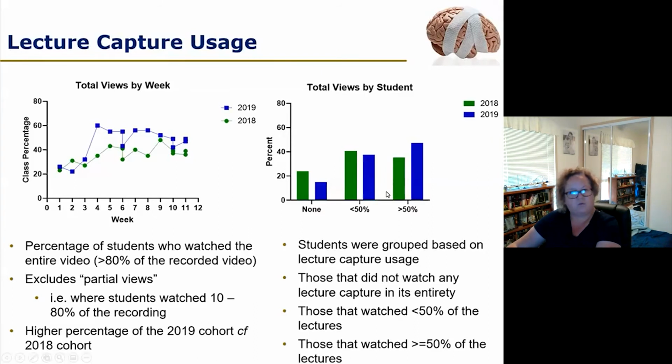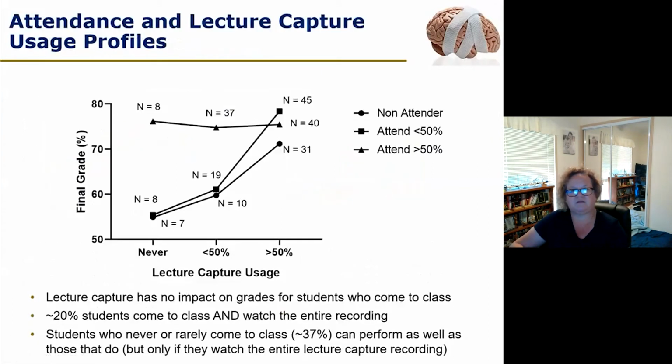What was really interesting was when we combined the attendance behaviour and the lecture capture usage profile, then we came up with some really interesting results. So this is now looking at students divided based on lecture capture usage across the bottom here. So students who never used it, those who use it less than 50% of the time, and those that use it more than 50% of the time. And the attendance profile is the line graph, so non-attenders, students who attend less than 50% of the time, and students who attend at least 50% of the time, and looking at their final grade.